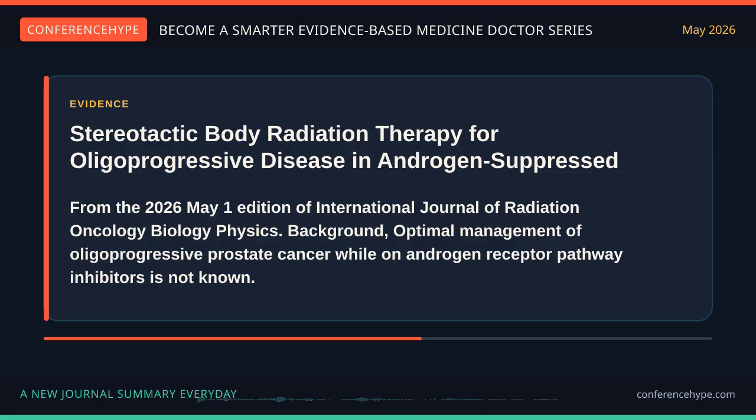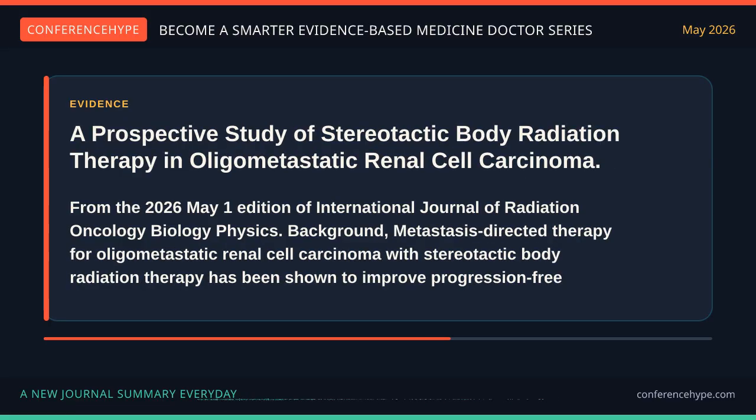Background: optimal management of oligoprogressive prostate cancer while on androgen receptor pathway inhibitors is not known. Methods: the TRAP trial tests the role of stereotactic body radiation therapy in this setting. Results: 86 men were recruited between October 2018 and February 2023. Discussion: the TRAP trial has demonstrated a median PFS of 6.4 months after SBRT for oligoprogression of prostate cancer, meeting the primary endpoint. From the 2026 May 1 edition of International Journal of Radiation Oncology Biology Physics.